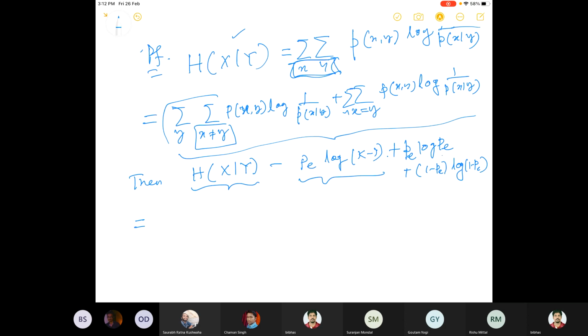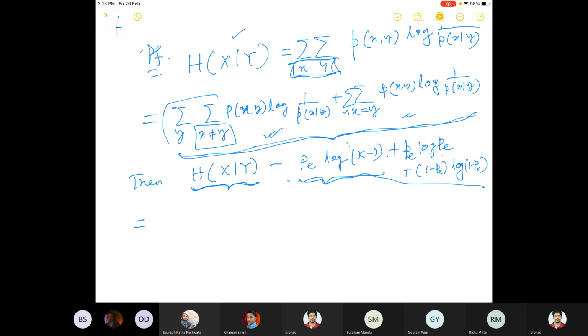Now, what can we do? And this H of X given Y is nothing but this guy. So I basically have this minus this plus this minus this, the entire right-hand part here. What I can possibly do is this is log here, right? This is minus, and this is this.